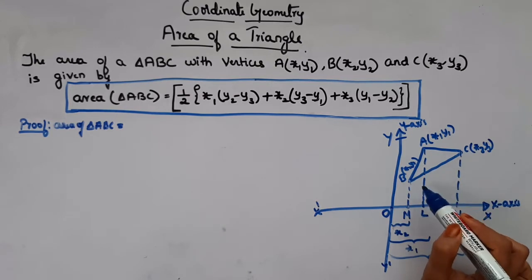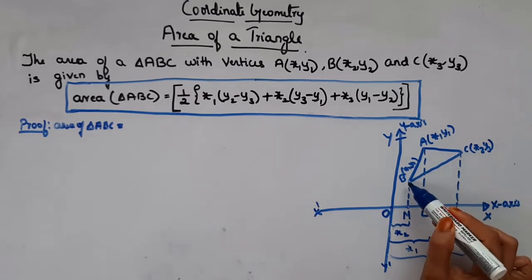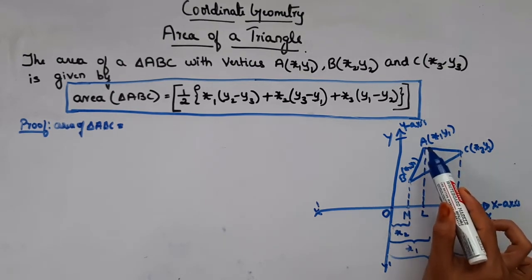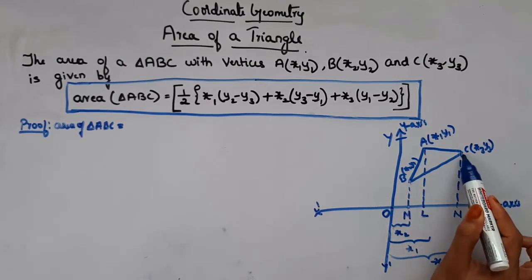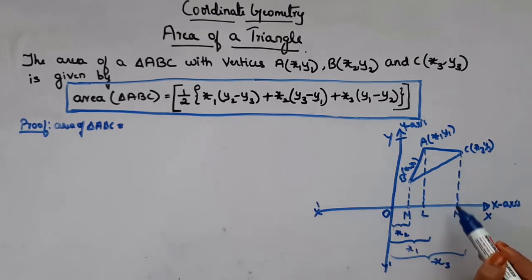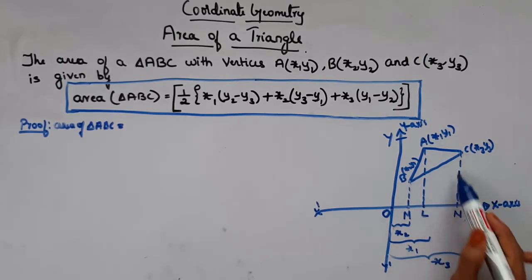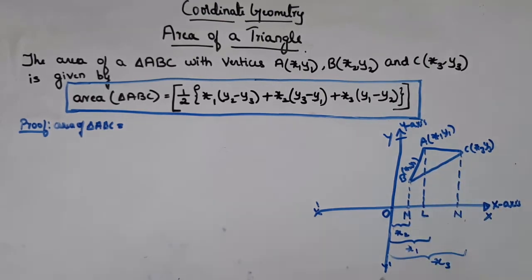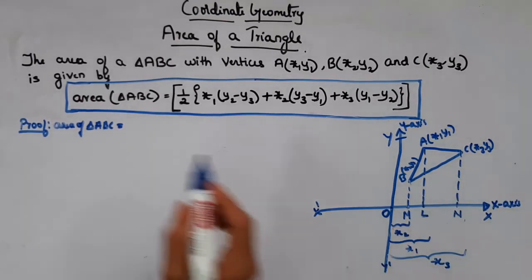So first let's take the area of trapezium BMLA plus area of the trapezium ALNC minus BMNC, right? We have to subtract this part in order to get the area of this triangle. I hope you got the point. Let me write it in words.